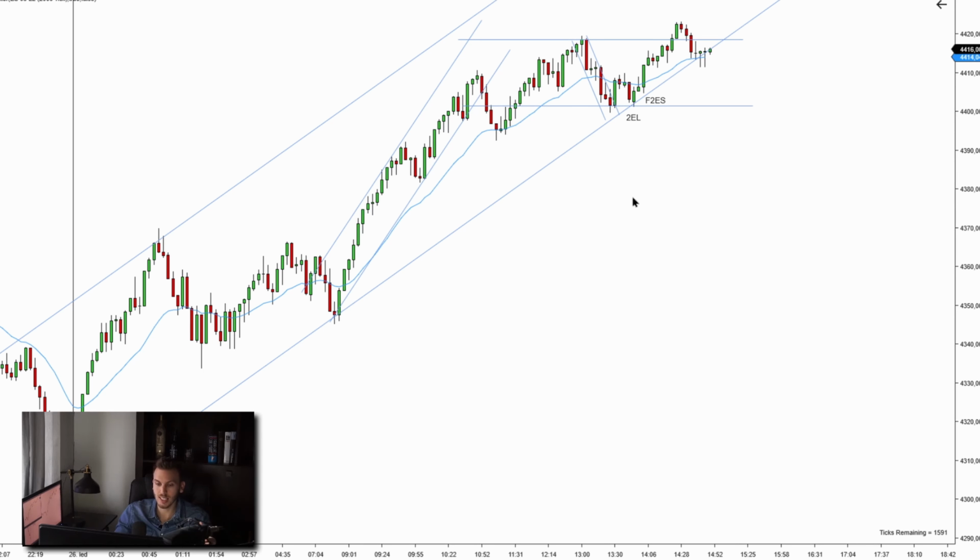And right now I can see that the price is in a strong uptrend. Why? We are making series of higher highs, higher lows, and price has been above the exponential moving average for the majority of the day. Every single pullback below the exponential moving average was bought. So this tells me there's a lot of buyers in the market.